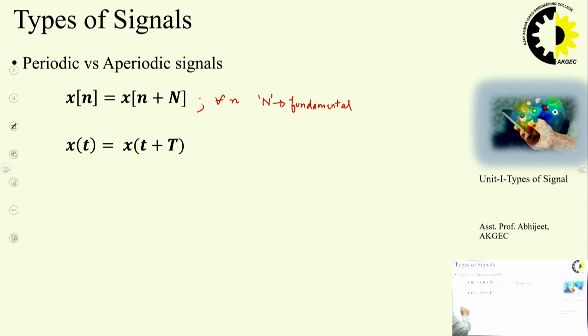Similarly, for a continuous time signal, we represent it by x(t) is equal to x(t + T). If this is so for all values of t, then this T is the fundamental period of the signal. If this is not so, then the signal is aperiodic.